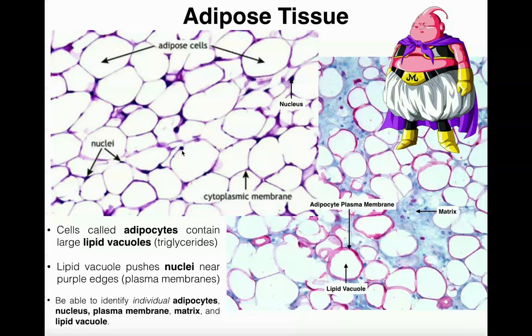And so when you're looking at adipocytes, if you see a darkened region pretty much on the plasma membrane, that is the nucleus. And so really when you're looking at adipose tissue, you need to be able to identify individual adipocytes, the nucleus, the plasma membrane, the matrix if you have a region where you can see significant amounts of it, and the lipid vacuole. Lipid vacuole is very important.